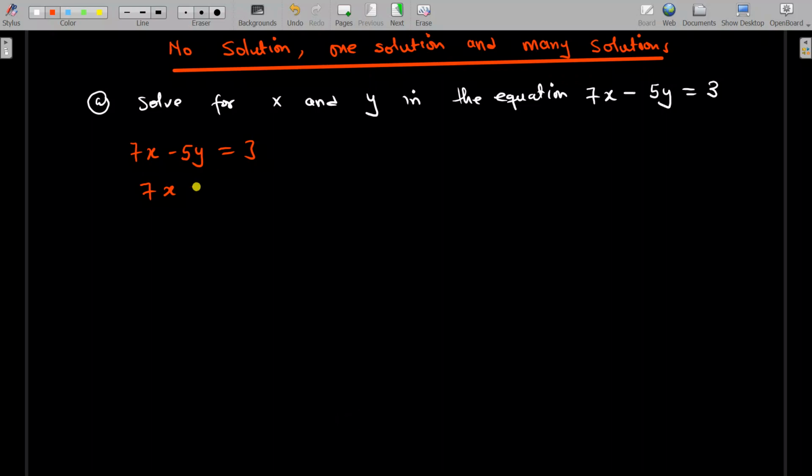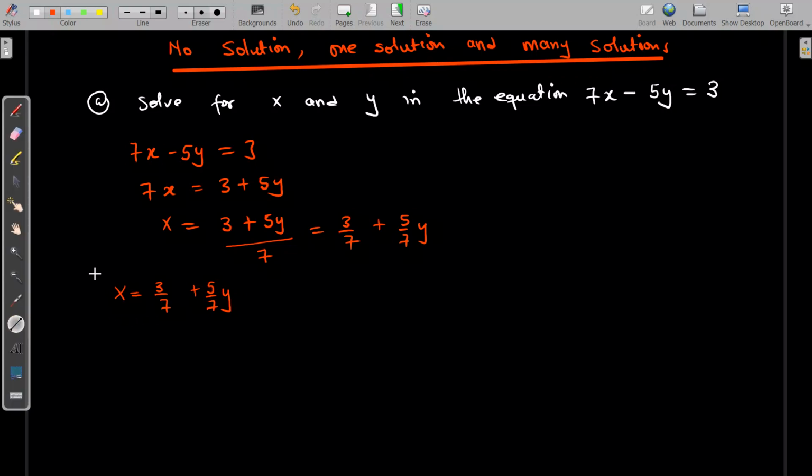So 7x is equal to 3 plus 5y, and then x will be equal to 3 plus 5y all over 7, and this can be written as 3 over 7 plus 5 over 7 y, right? So I know that x is equal to 3 over 7 plus 5 over 7 y. Now that is basically the solution to this. That's the only thing we can do.